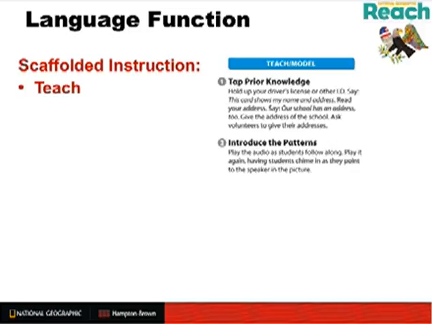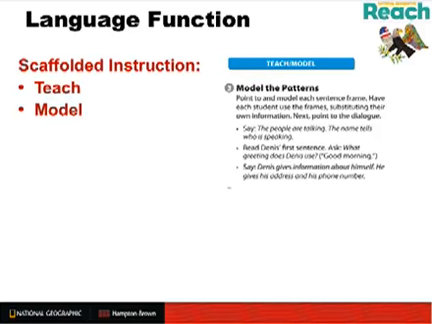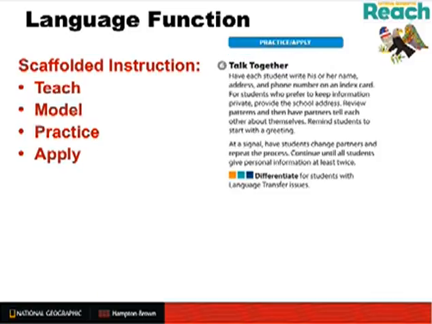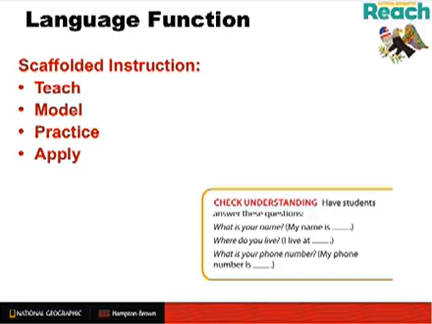First we teach, we tap prior knowledge, we introduce the pattern, then we model, we give them examples, we have them repeat, and we practice together, guided practice, and then students apply by working with one another. So this gradual release model of scaffolded support accelerates students to higher levels of language production. And as always, there's a Check Understanding box so that you can do a quick check and see if you need to repeat the process.